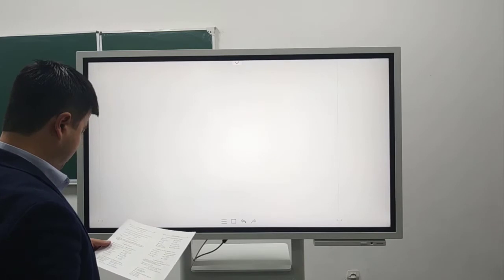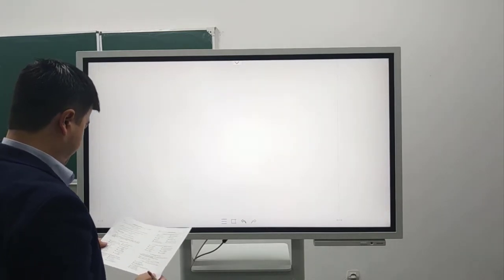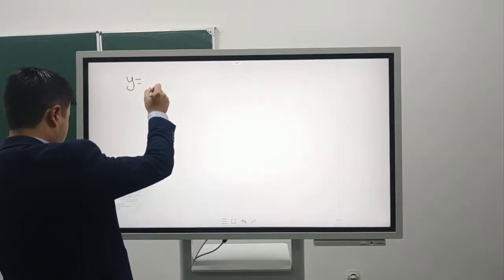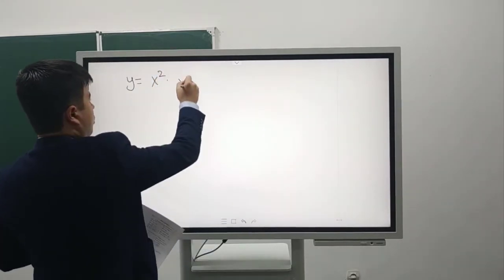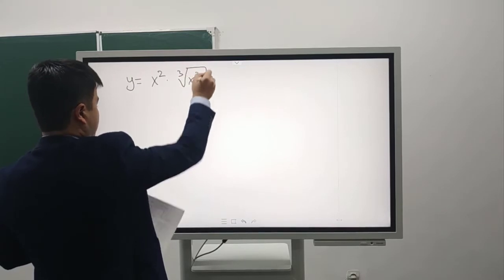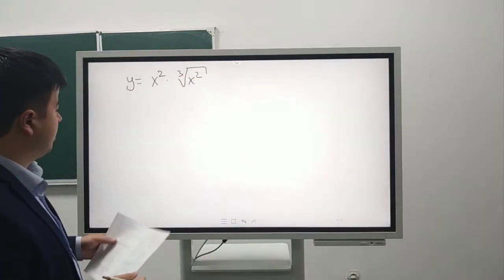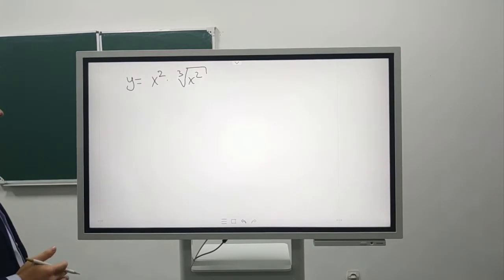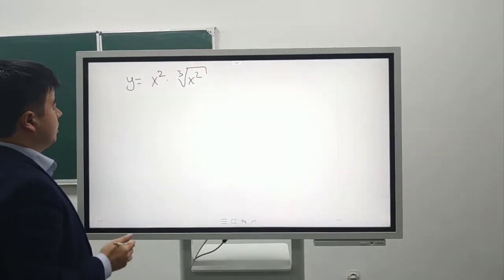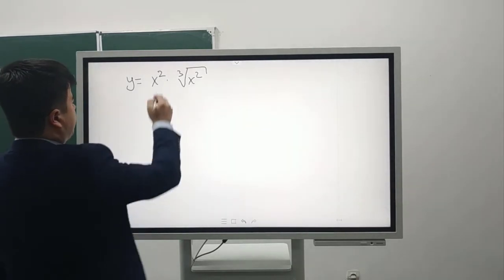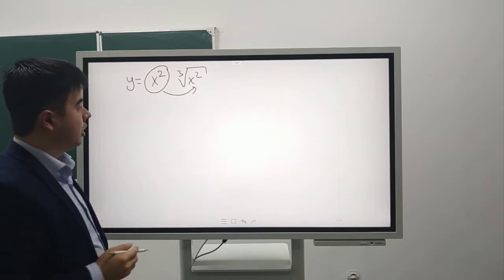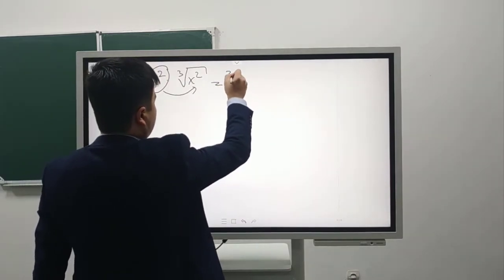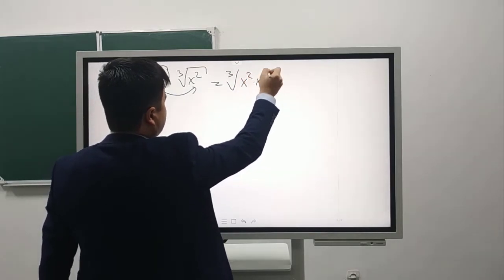Next one. The next one is, let's consider y equals x squared times the cubic root of x squared. So how to find the derivative in this case? Here we can write this x squared inside of this cubic root, and it will be the cubic root of x squared times x to the sixth degree.